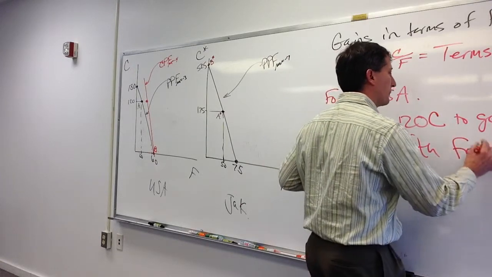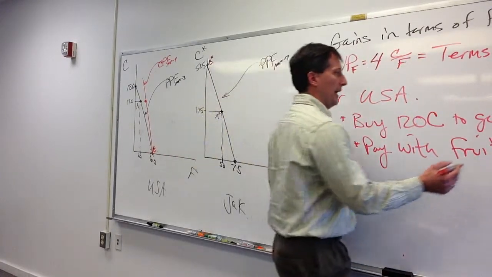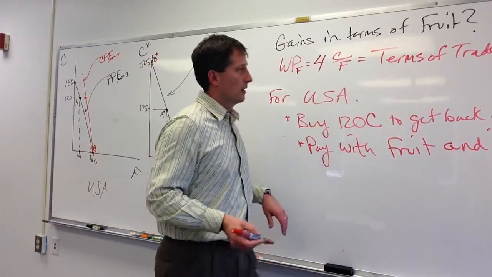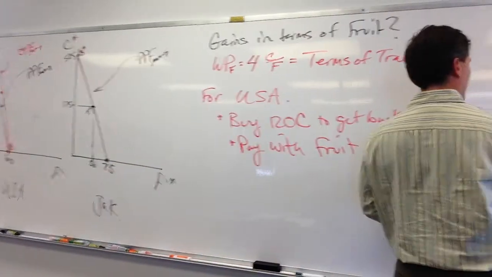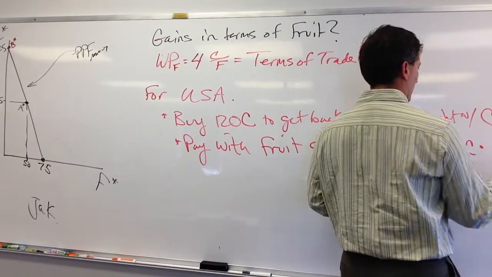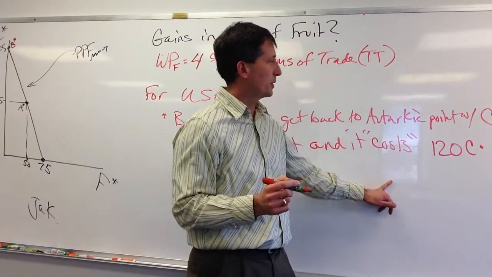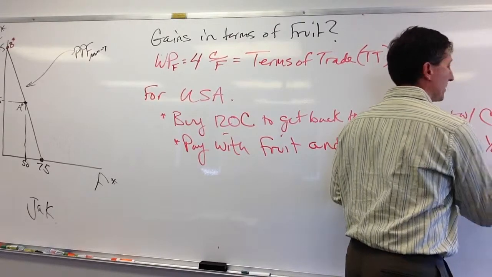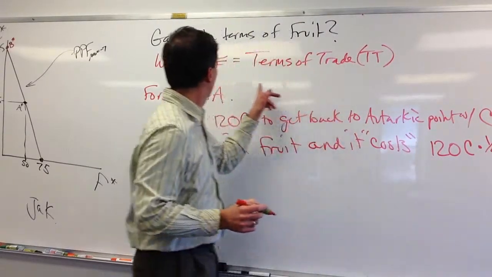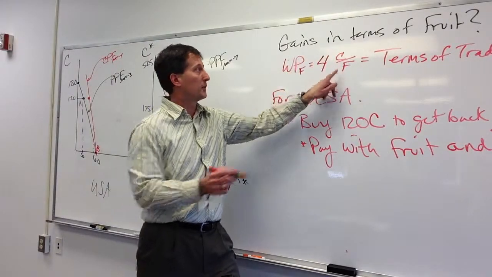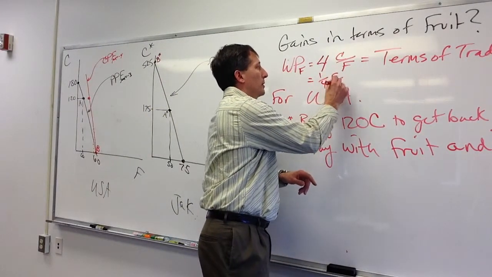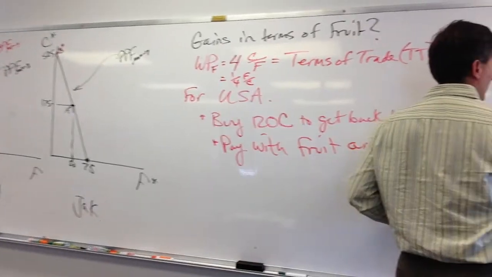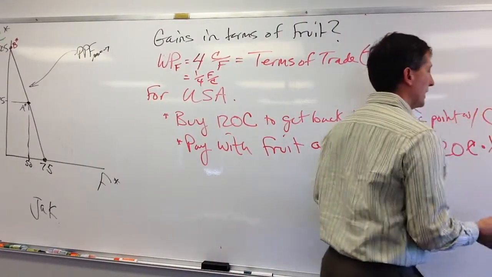They're going to pay with fruit. And it costs them 120 computers, runs how much per computer? 1/4 of a fruit per computer, right, is the world price. For computers per fruit is also expressed as 1/4 of a fruit per computer. The C's cancel. 120 divided by 4 equals 30 fruit.